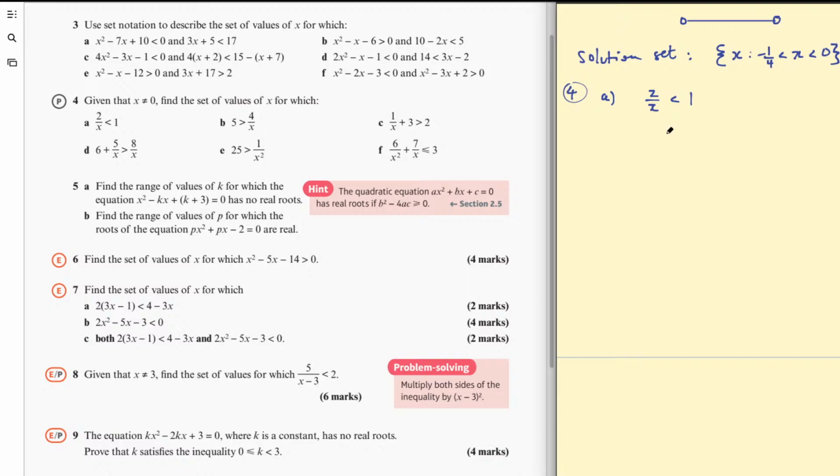And remember, we talked about this just before. We cannot just multiply both sides by x here because x might be a negative. So what we do is we multiply both sides by x squared, guaranteeing that we multiply by a positive number, and then we don't have to worry about the inequality sign. So if we multiply by x squared, we get 2x less than x squared, and then x squared take 2x is greater than 0.